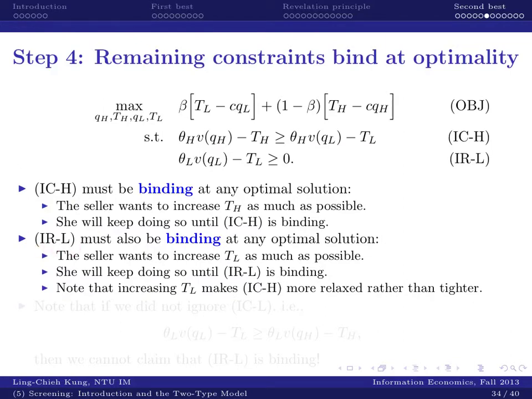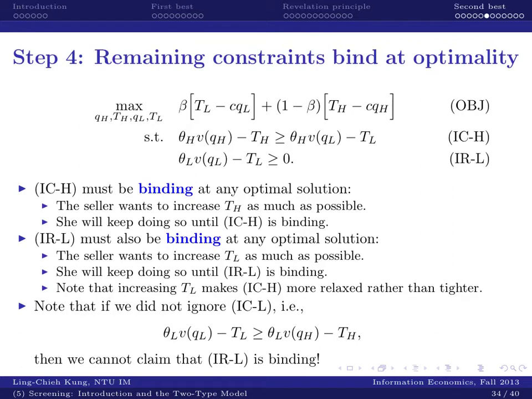Similarly, IRL must also be binding. I want TL to be high, high, high. And that's going to do two things to my constraints. The important observation here is that when I increase TL, constraint ICH is going to be relaxed rather than become tighter, because increasing TL decreases the right-hand side. So it is not going to violate ICH. The only reason that I cannot increase TL is because IRL is binding. So IRL must be binding.